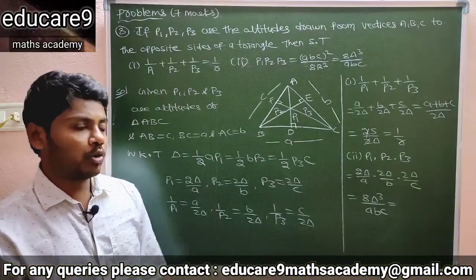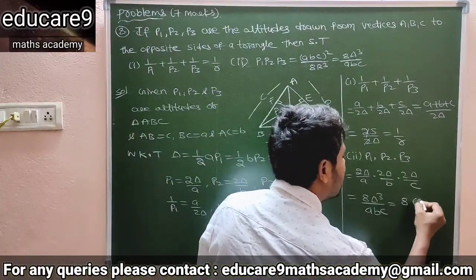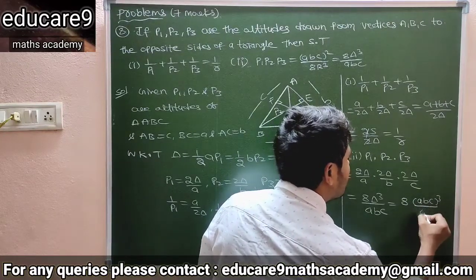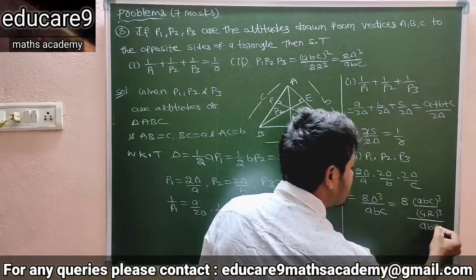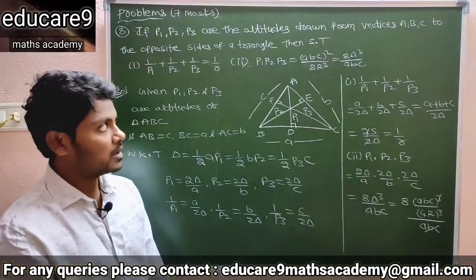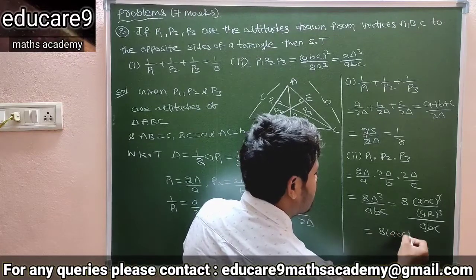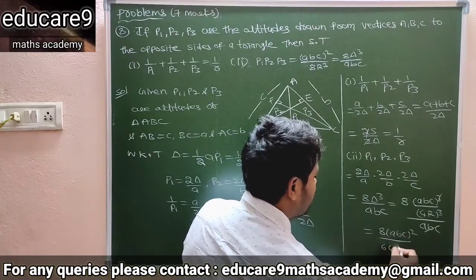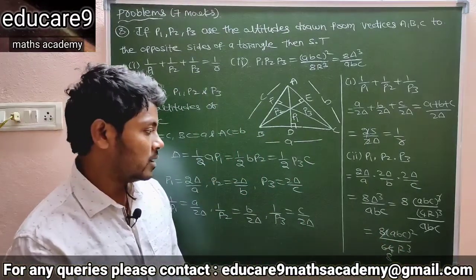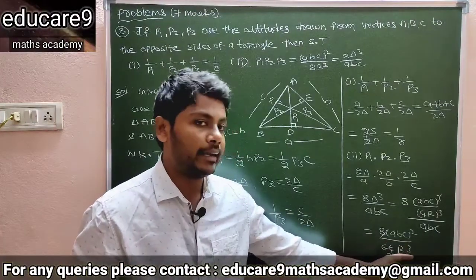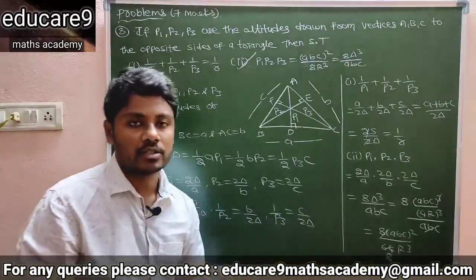Now see here, how to write delta: abc by 4R. So this is 8 into (abc) whole cube by (4R) whole cube, divided by abc. So one abc gets cancelled. So clearly what you got here: 8 into (abc) whole square by 64 R cube. So 8 one is 8 each. So what you got, (abc) whole square by 8R cube. So clear, that is the second one. So these are the required answers.